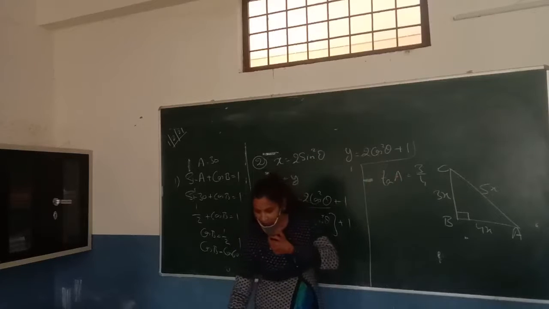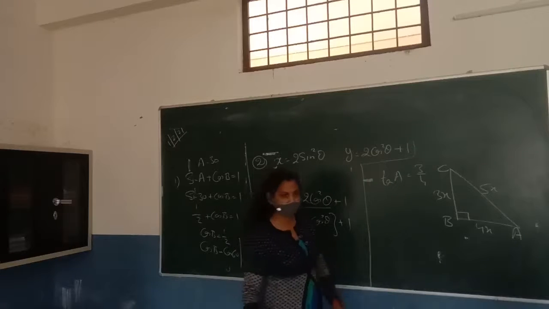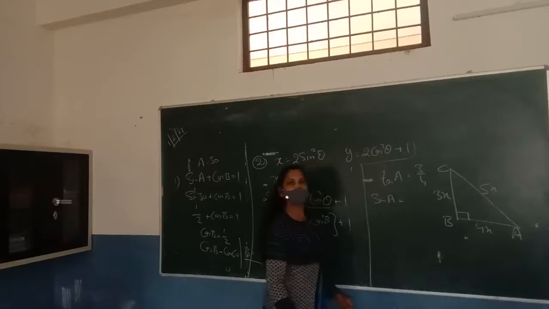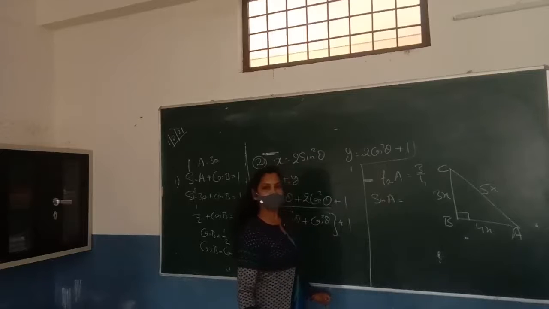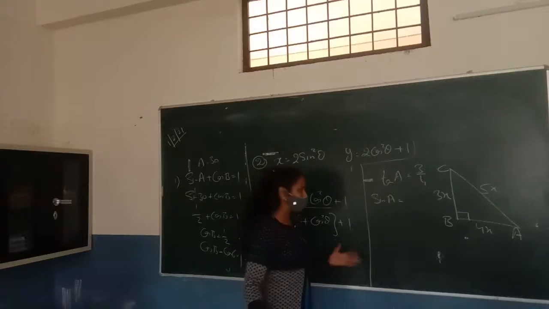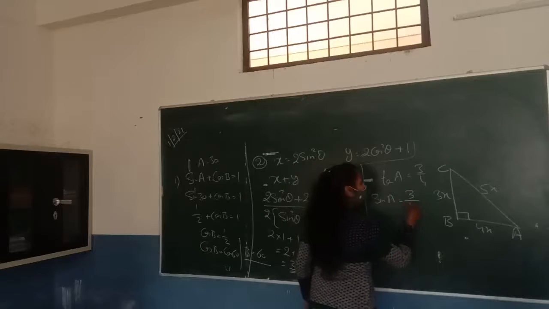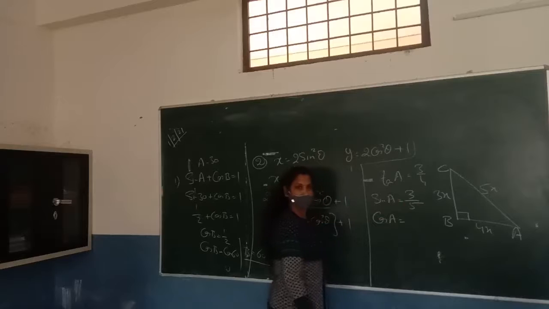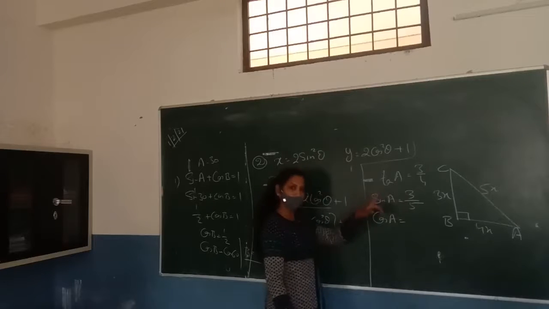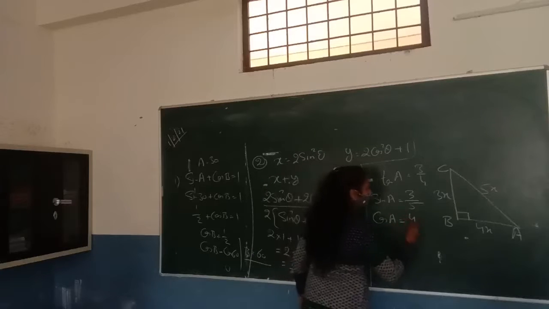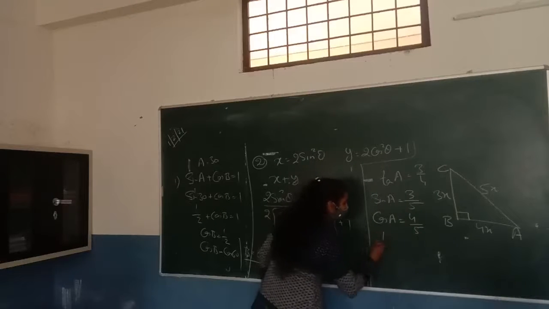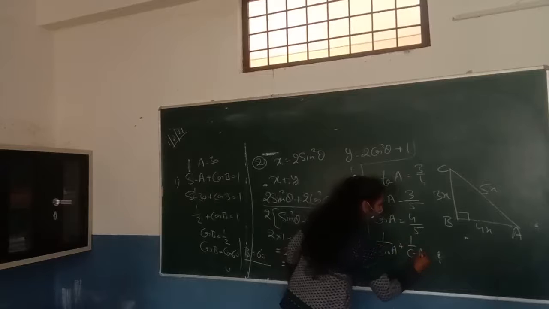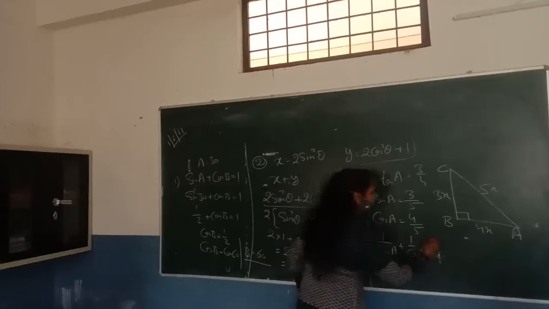Now you have to find the value of 1 upon sin A plus 1 upon cos A. What is the value of sin A for this triangle? Mansi? Perpendicular upon hypotenuse, it will be 3 upon 5. And for the cos A, base upon hypotenuse, so it will be 4 upon 5. Now you have to find 1 upon sin A plus 1 upon cos A. It will be 1 upon sin A is 5 upon 3.